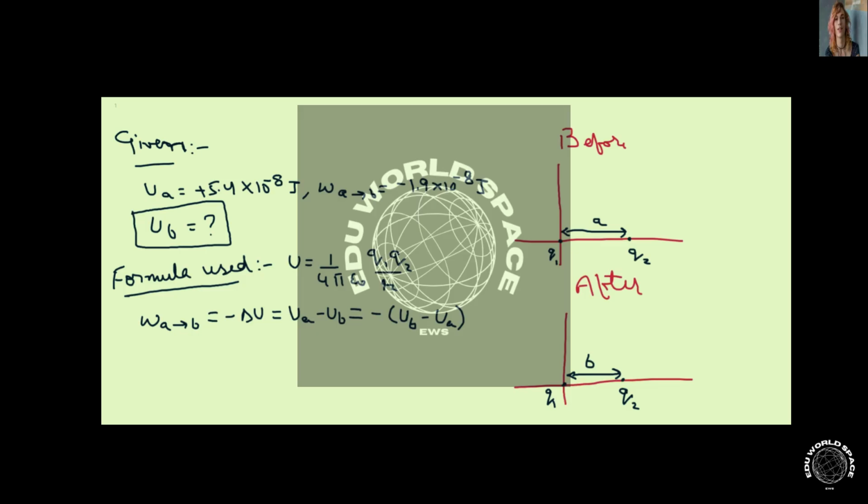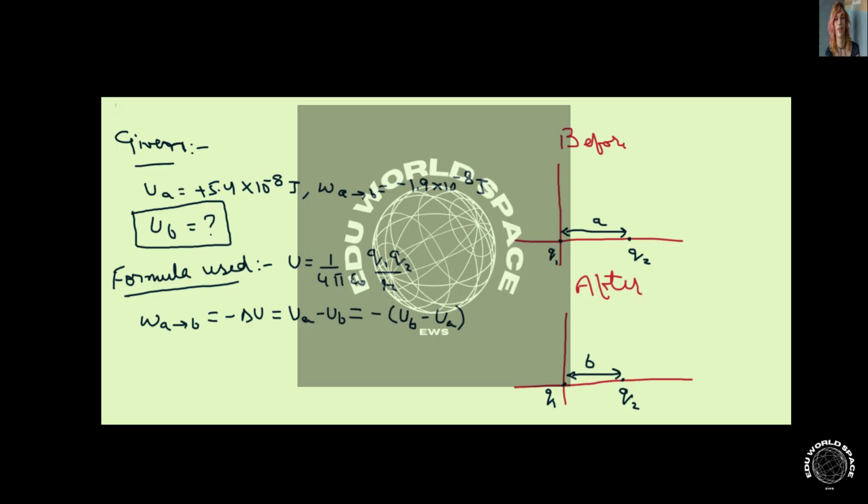So this is problem number 23.2. We are given that there is a Q1 charge and a Q2 charge. At the beginning, Q1 is at the origin and Q2 is at a distance A from Q1. We are also given that UA is equal to plus 5.4 into 10 to the power minus 8 joule. And the situation is as follows.